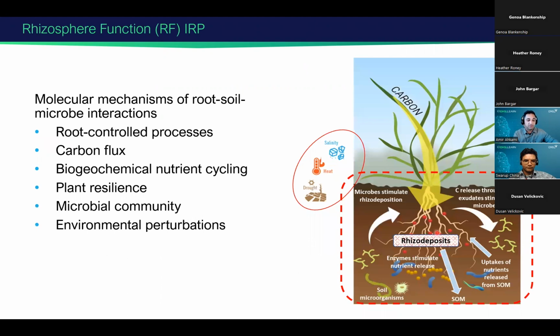So with that brief introduction, I just want to introduce this new IRP, and the key science areas that we're targeting under the rhizosphere function IRP. Here we'll mainly investigate the molecular mechanisms of root-soil microbe interactions and the effect of root-controlled processes, including rhizodeposition, on below-ground carbon flux, biochemical nutrient cycling, plant resilience, and microbial community structure and function. We're specifically addressing the impact of root system architecture and root exudates on rhizosphere components in response to environmental perturbations.